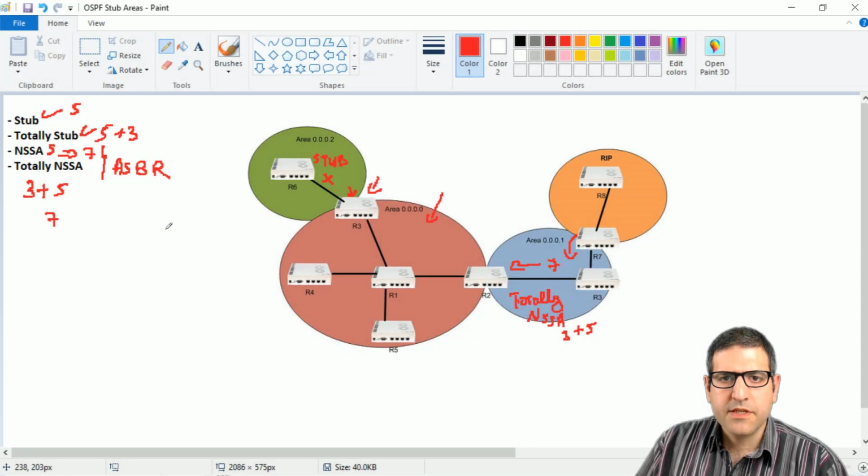Okay, so this is what I wanted to explain now. I hope that the stub areas are now more clear for you, and let's go now directly and start doing the labs about the stub areas.